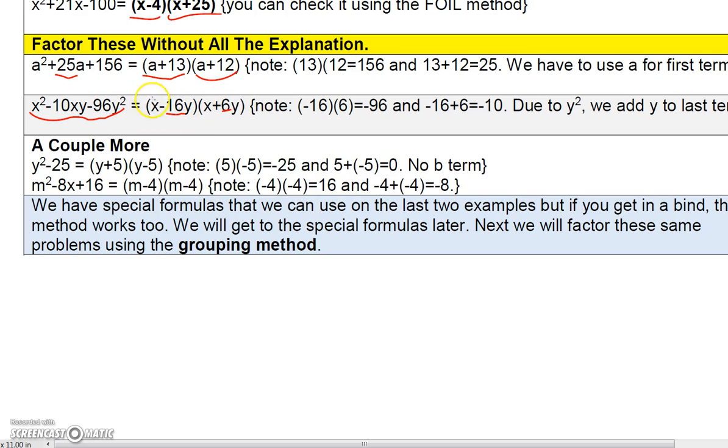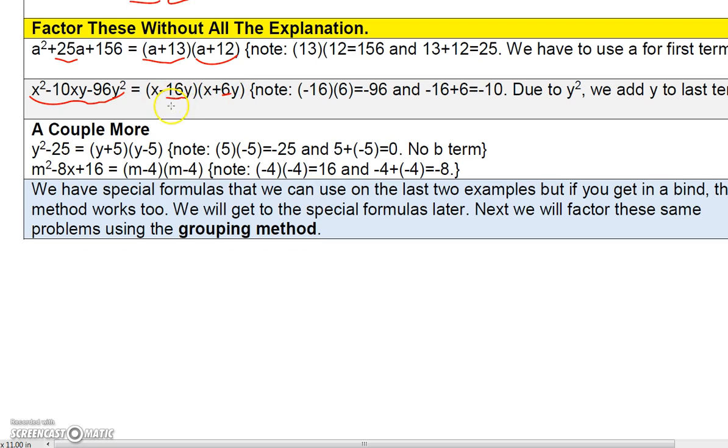So now you can check this with the FOIL again. X times x is x squared. X times 6y is 6xy. Negative 16y times x is negative 16xy. And 6xy minus 16xy gives negative 10xy. And then negative 16y times 6y is negative 96y squared.